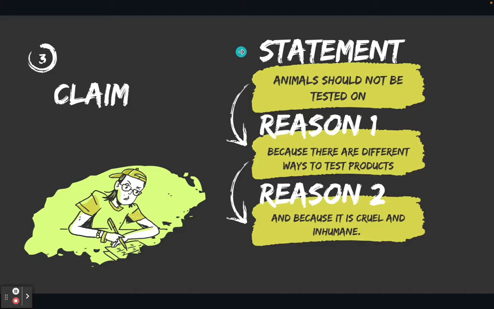Here's an example of a claim. Our statement in this one is, animals should not be tested on. My first reason is because there are different ways to test products. My second reason, and because it is cruel and inhumane. Notice there's only one period in the sentence, and it's right here at the second reason. The statement and the first reason do not have periods.